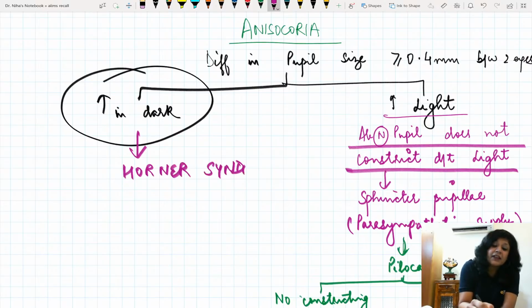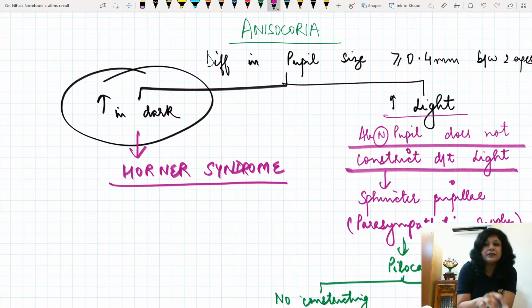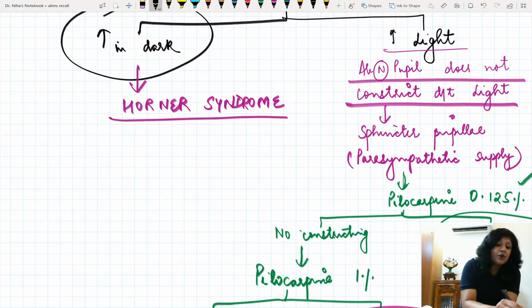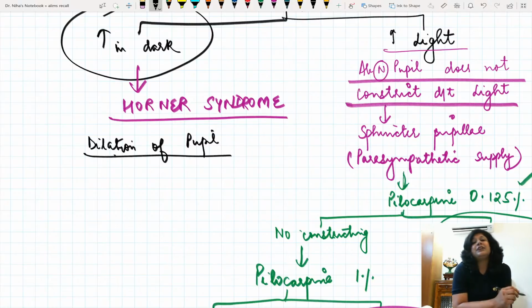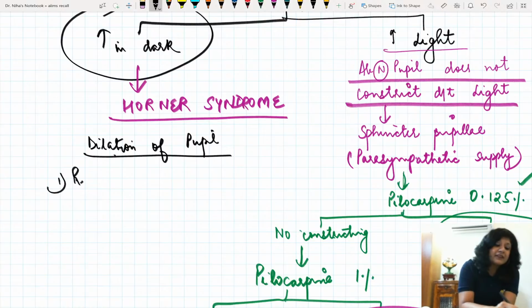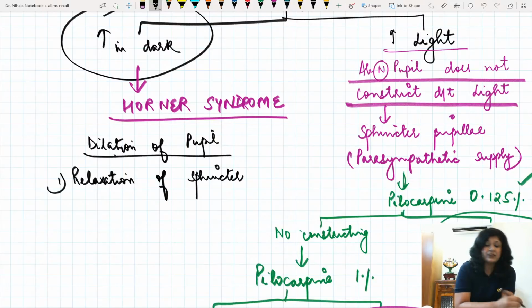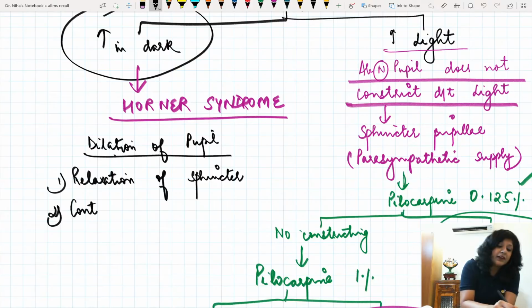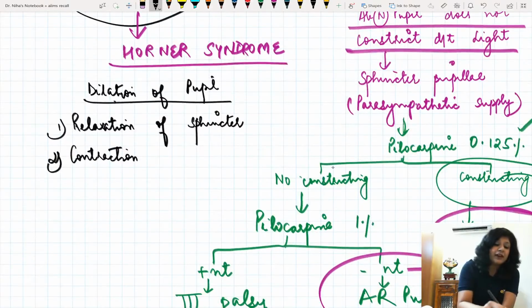Now I will tell you why this is occurring. Actually what happens, whenever we have the dilatation of the pupil, it is due to two reasons. First, there will be relaxation of the sphincter, right? And number two, it is the contraction of which muscle? Because we need dilatation, so it is the contraction of the dilator pupillae.